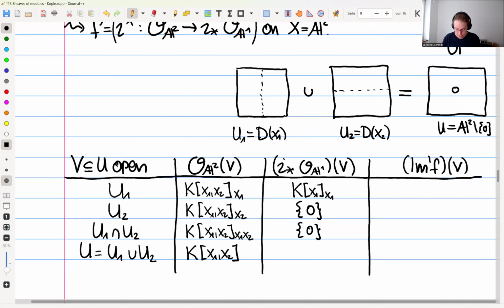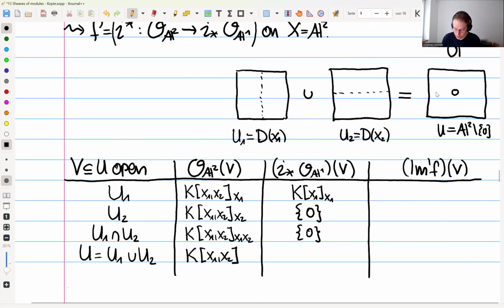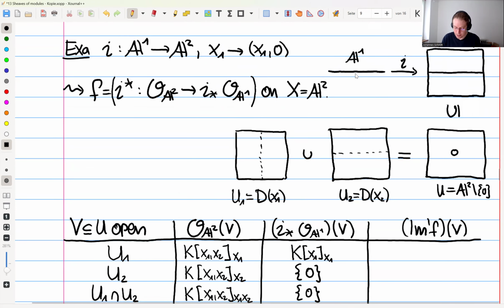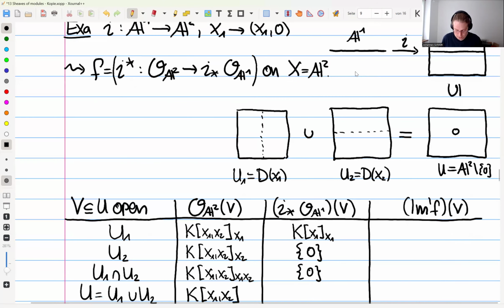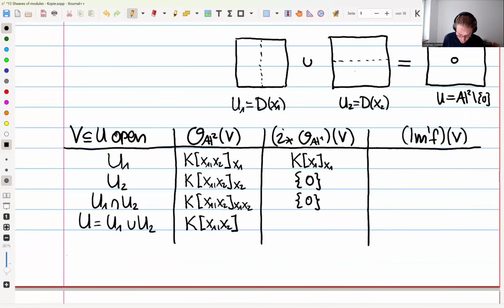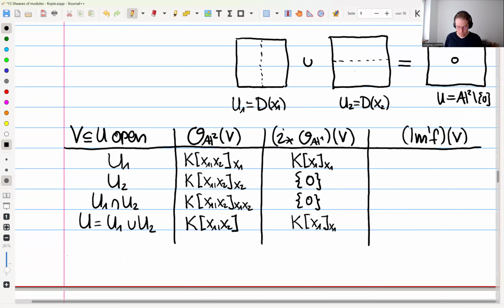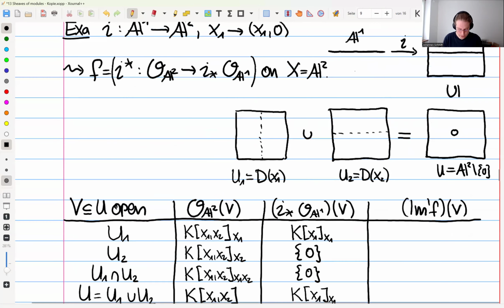And then finally, what happens if we take the pre-image of A2 minus the origin under this map? Well, then again, we just remove the origin here, and we get the same sections as for U1. We just allow some pole at the origin, like this. Okay, so now we have calculated for each of these open sets what this sheaf does on the open set. So now we write down what the image is.